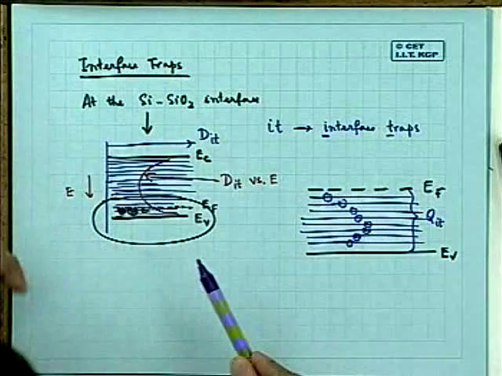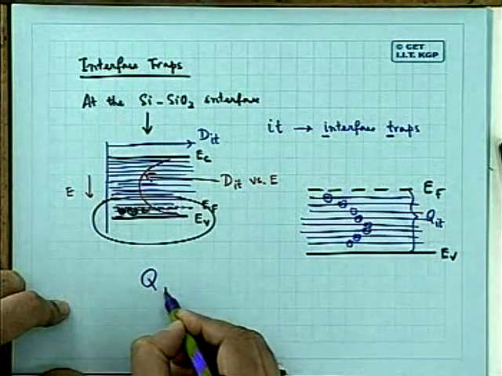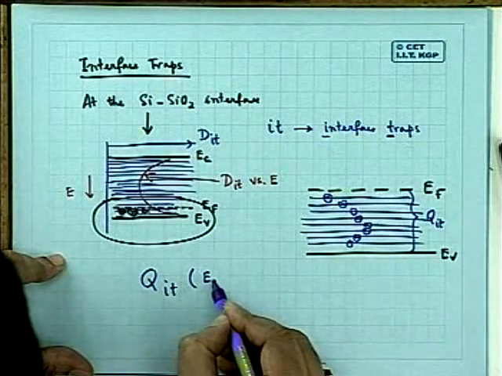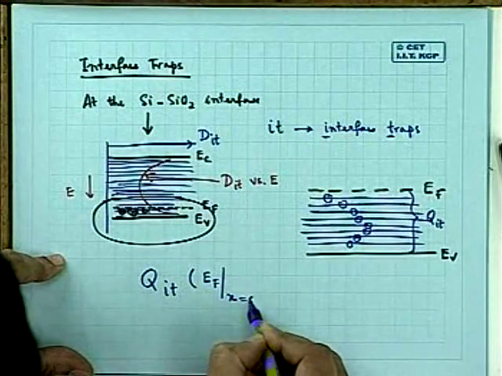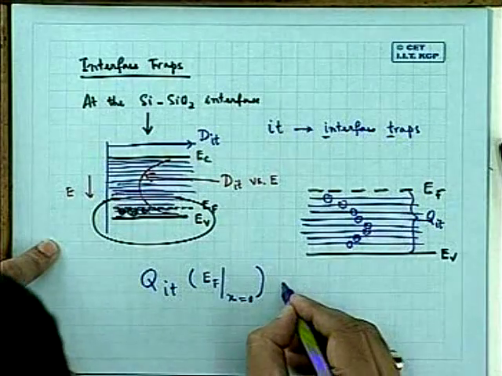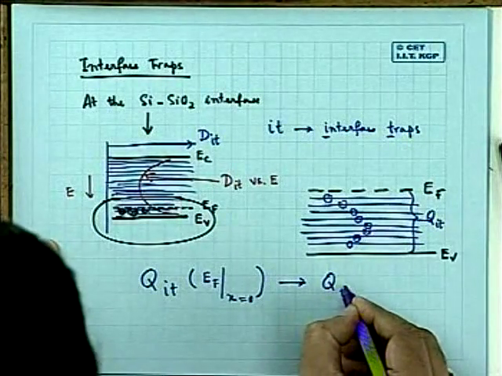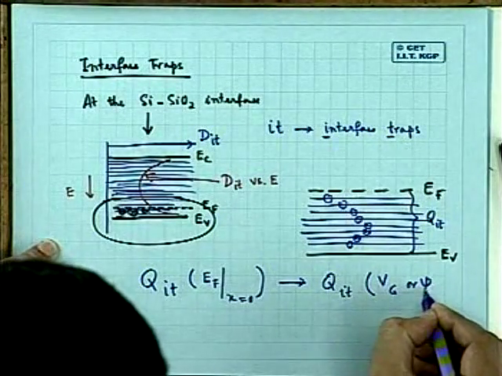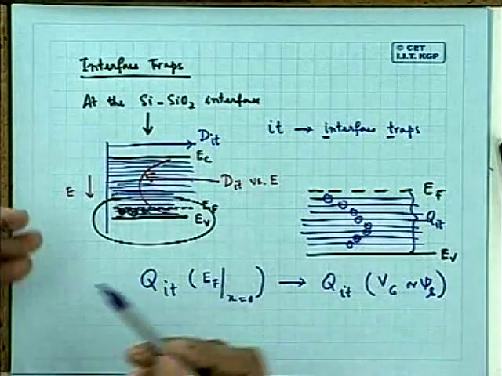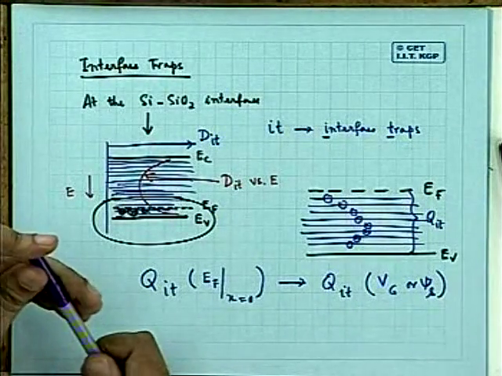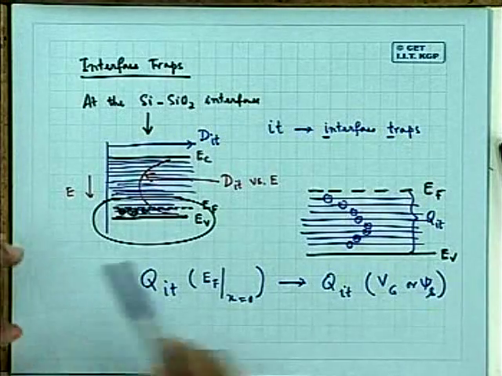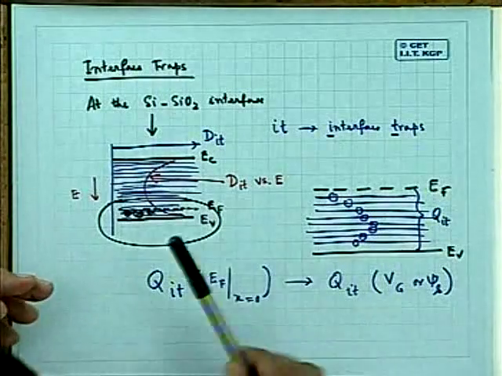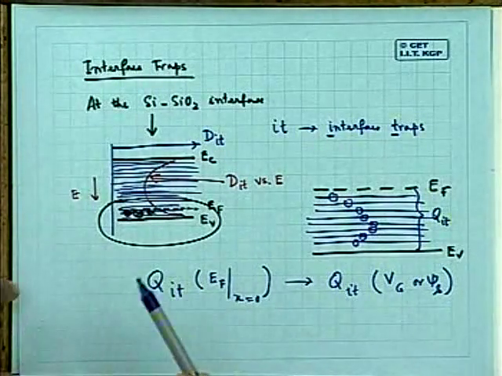Therefore, QIT, this quantity which I ignored earlier, is a function of the position of the Fermi level at the surface, and hence it should also be a function of the applied Vg or surface potential, whatever we call it, same thing. Is it all right?